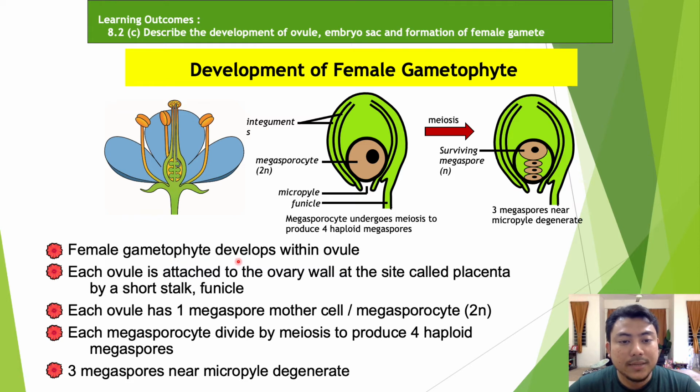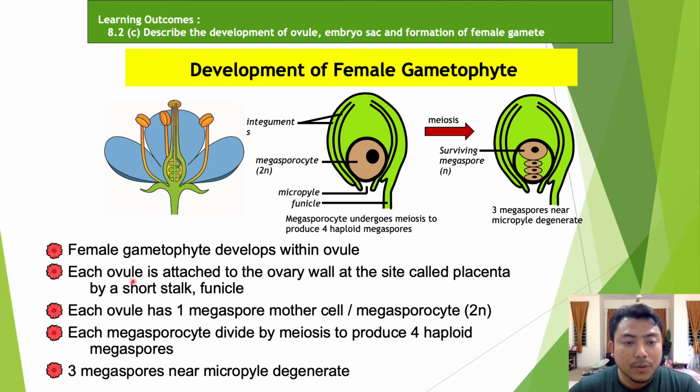Female gametophyte develops within ovule. So where can we find this ovule? Okay, inside this structure, which is the ovary, inside the ovary, we can find the ovules. Yes, one ovary may contain more than one ovule. Okay, so we have many ovules here. So inside one of these spherical structures here is this one. Okay, so inside this ovule, we have the development of the female gametophyte.